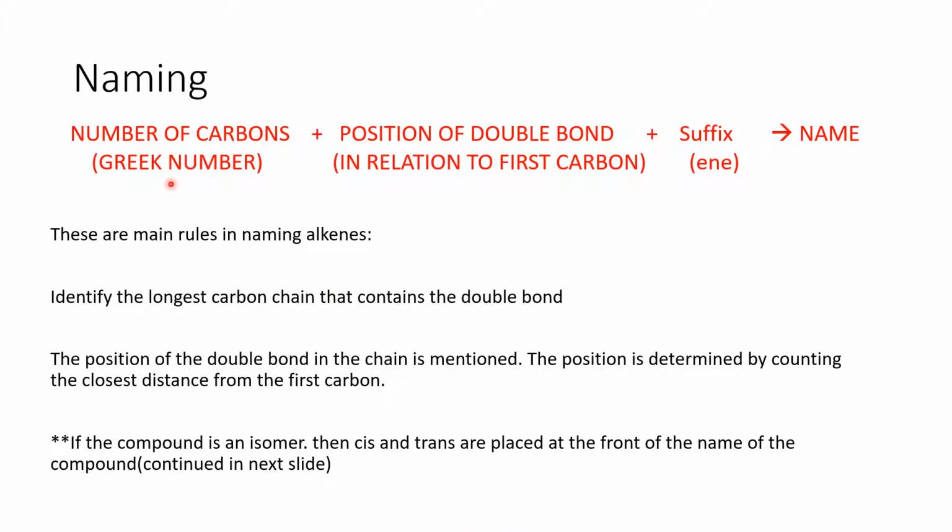When it comes to naming, it's fairly simple. You state the number of carbons, obviously in Greek. You state the position in relation to the first carbon that's closest to it, and then the suffix "ene". Now, if the compound is an isomer, you always state whether it's cis or trans, and that's always placed in front of the name of the compound.